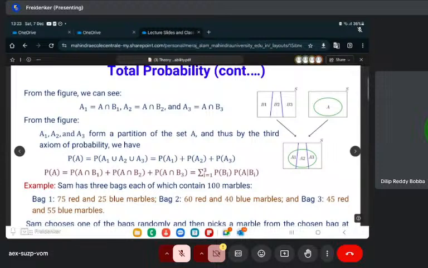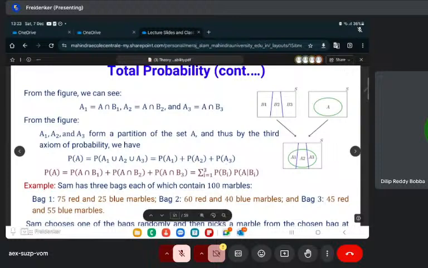Here A1, A2, A3 are... okay, it's up here. A1 is A intersection B1, A2 is A intersection B2, A3 is A intersection B3. Fine. So A1, A2, A3 are mutually exclusive, right? And if they're mutually exclusive, for A1 union A2 union A3, I can split them. This is from the third axiom: if you have mutually exclusive events, I can just split them up and write them as a sum of their individual probabilities.